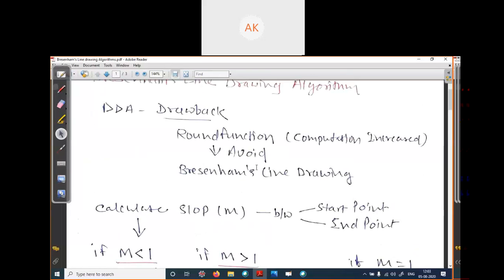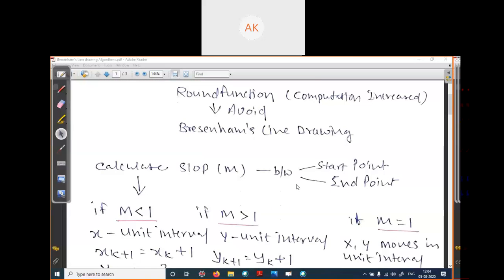Okay, so in the previous class, we discussed Bresenham's line drawing algorithm. In the DDA, there are some drawbacks. In DDA, we were using the round function, so due to this it increased the computation time and it used approximation. To remove this kind of limitation of DDA, we use Bresenham's line drawing algorithm.